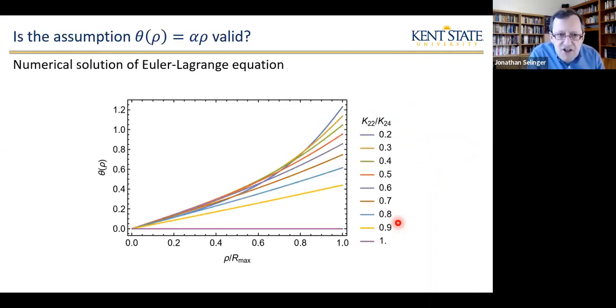Okay. You might ask, is this linear assumption valid? So to check that, we've made a numerical solution of the Euler-Lagrange equation as shown here. And we can see, yes, if K22 is slightly less than K24, as in this yellow line, that indeed the tilt angle theta is linearly proportional to rho. So that's no problem.